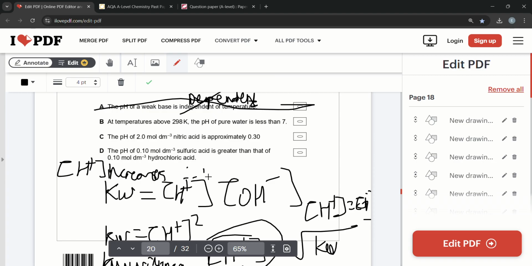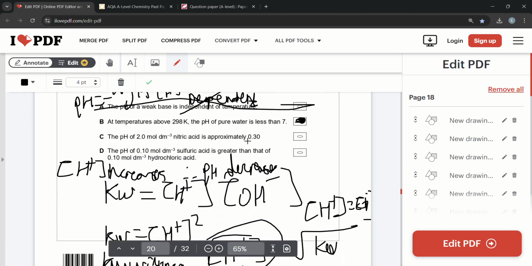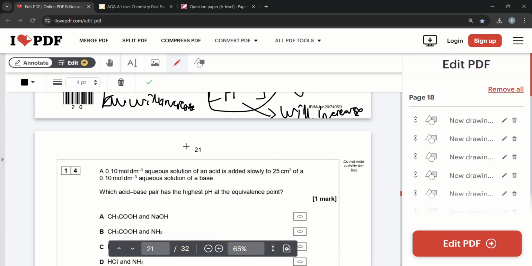therefore pH decreases. And remember the formula for pH: pH equals minus log10 of H+. As H+ increases, pH decreases, and therefore B is correct. The pH of pure water is less than 7 at temperatures above 298 Kelvin. Because Kw increases, H+ will increase as temperature increases, and therefore pH will decrease.